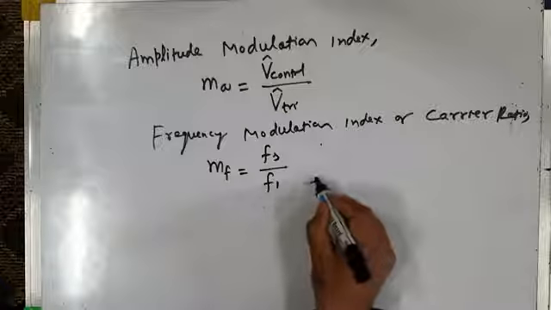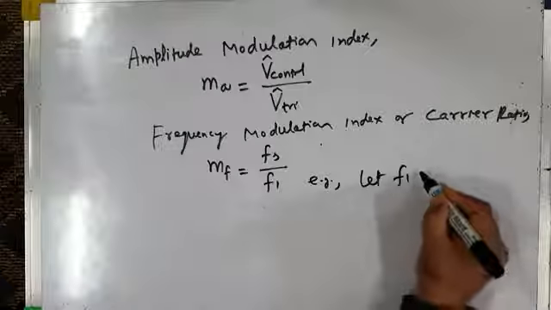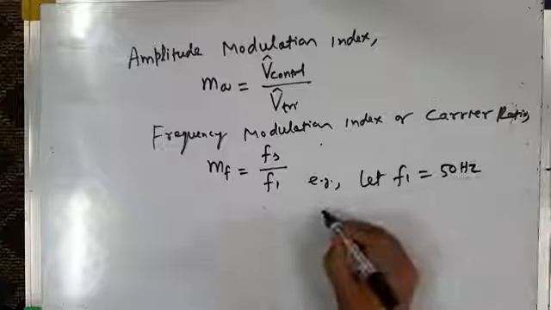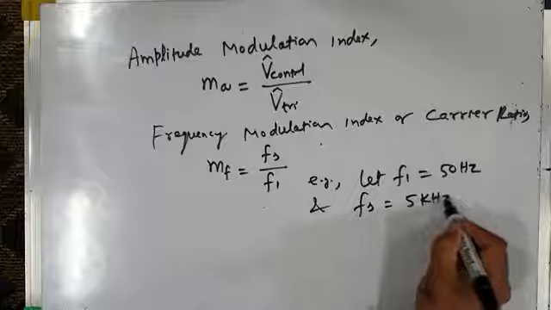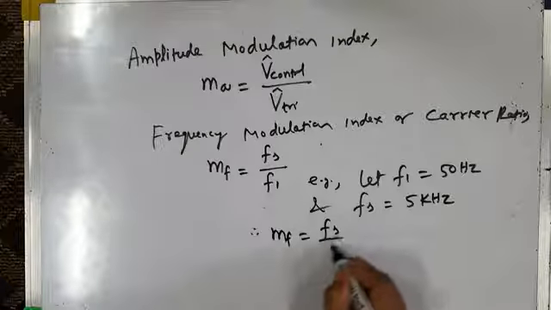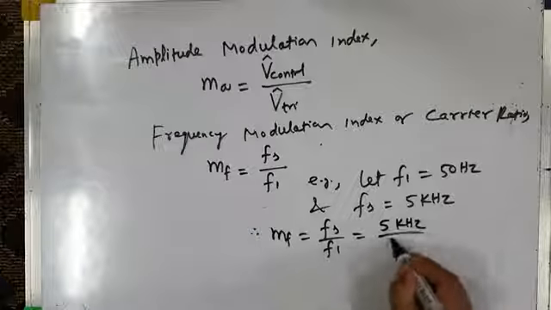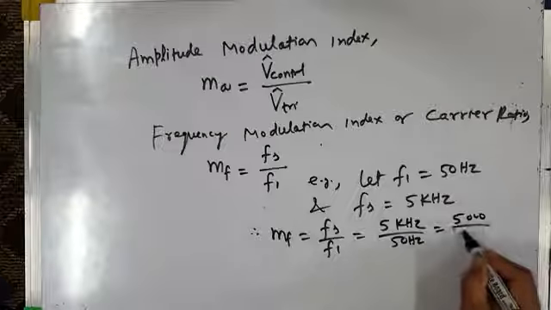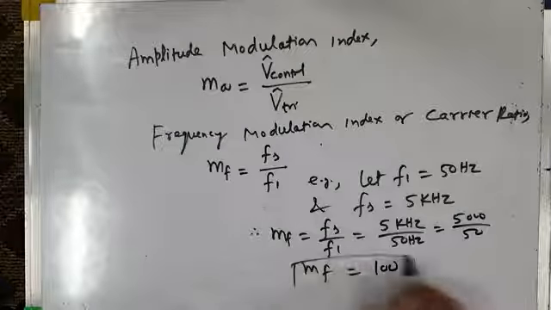For example, let the fundamental frequency be 50 Hertz. That means the inverter output voltage has a fundamental frequency of 50 Hertz. And let us assume the switching frequency is 5 kilohertz. So what will be the carrier ratio? The carrier ratio will be the switching frequency divided by the fundamental frequency, that is 5 kilohertz by 50 Hertz, that is 5000 Hertz by 50 Hertz. So the carrier ratio will be 100.